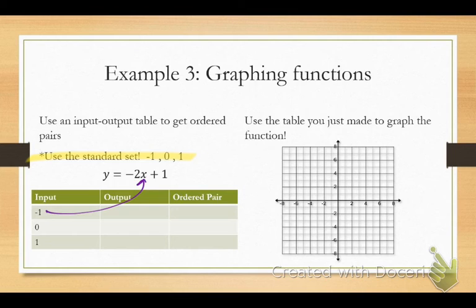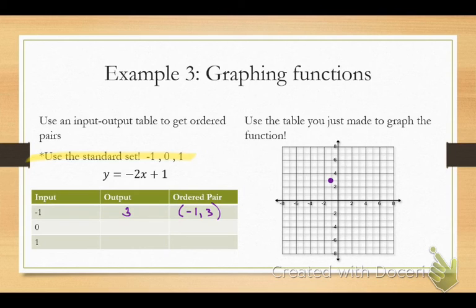The signs are important. This is where I see a lot of mistakes happening on quizzes and tests. What is negative 2 times negative 1? Positive 2. What's 2 plus 1? 3. So my output is 3. You see that? Negative 2 times negative 1 is positive 2. Positive 2 plus 1 is 3. So my first ordered pair is (-1, 3). And I plot that point. Left 1, up 3, and I plot my point. Okay, left 1, up 3.